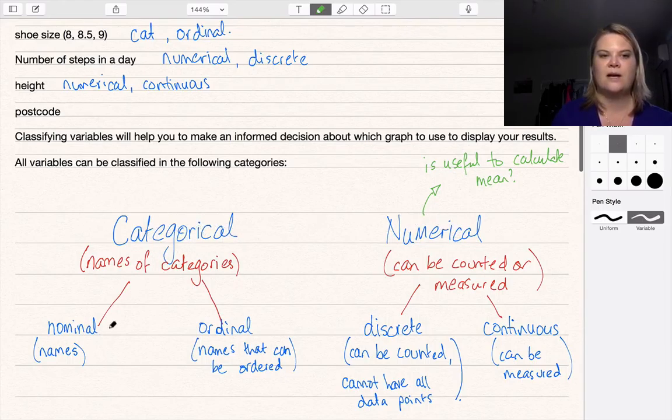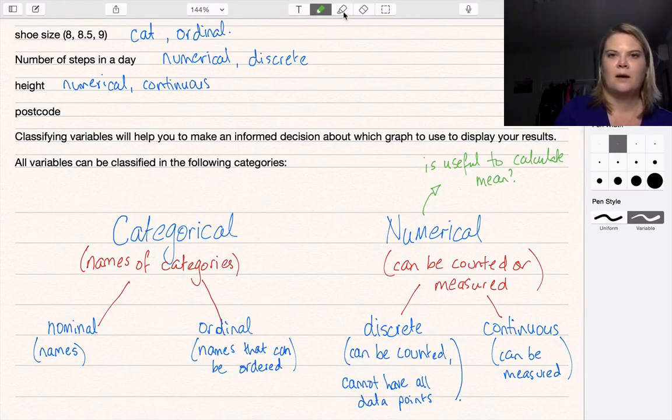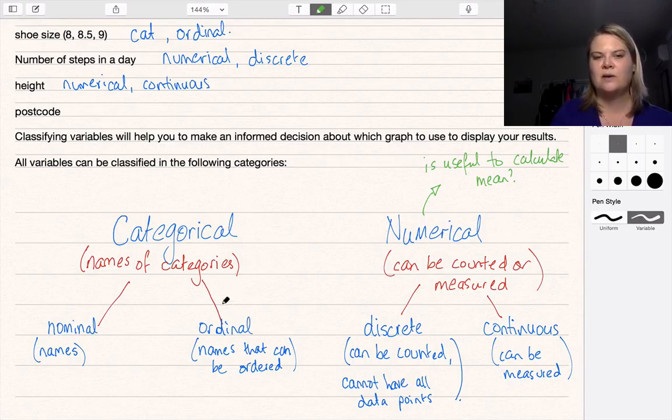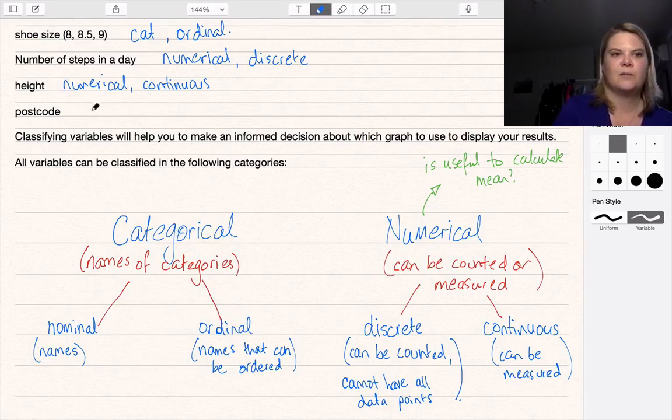Next, we need to look at whether it is just the names, and the names could have numbers in them, that's okay. Or is it ordinal? Can we say that they are in a particular order? And postcode numbers can kind of go in a particular order and show you that some suburbs are closer than other suburbs. So we will go with categorical and ordinal for postcode.